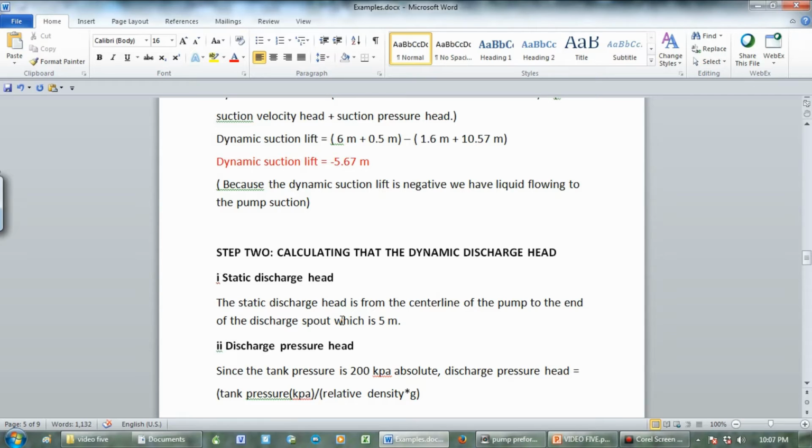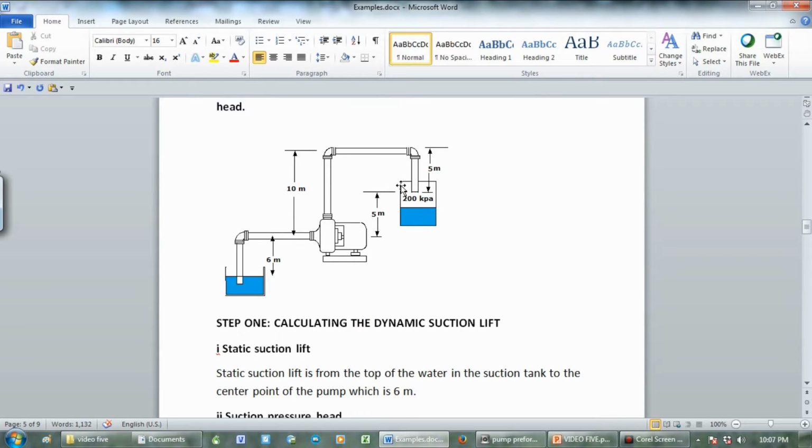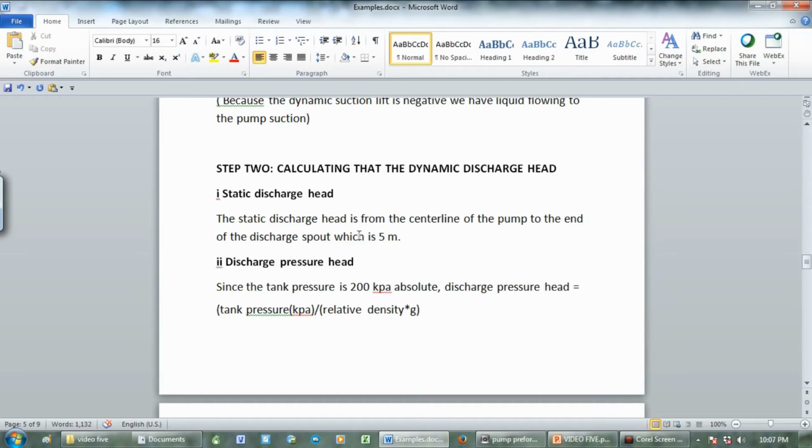Step 2. Calculating the dynamic discharge head. Static discharge head. The static discharge head is from the center line of the pump to the end of the discharge pipe, which is 5 meters. So we're going from the center line of the pump to the discharge point, 5 meters. Okay, 5 meters for static discharge head.